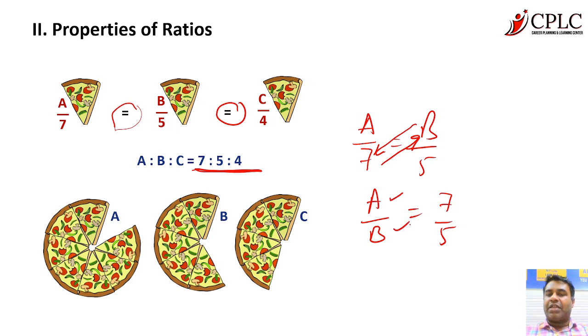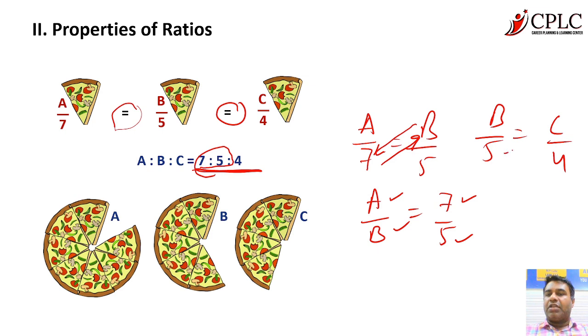So what is A and B ka ratio? That is 7 is to 5. So are you getting my point? Here, as you can see, this is 7 is to 5. Now when I look for B, similarly for B by 5 and C by 4, so B by 5 is equal to C by 4.